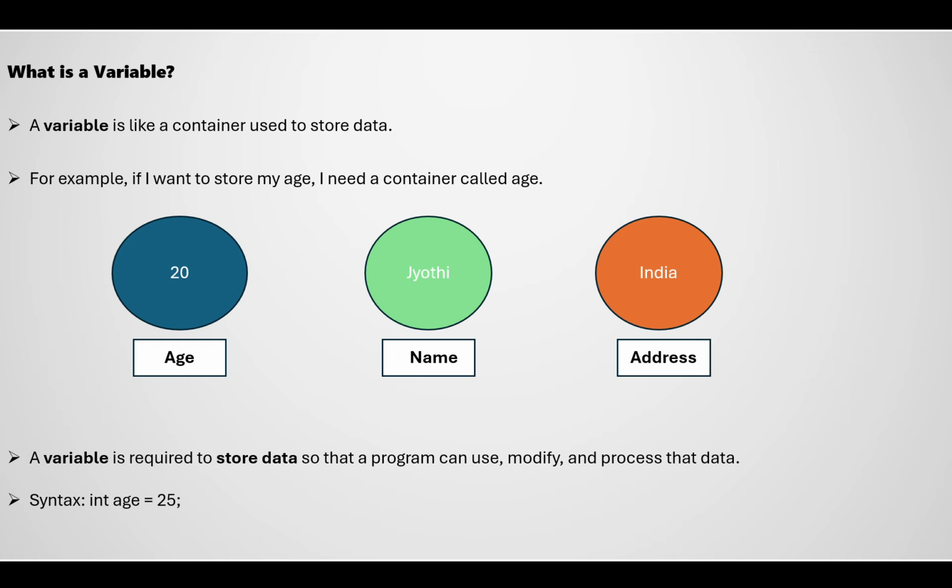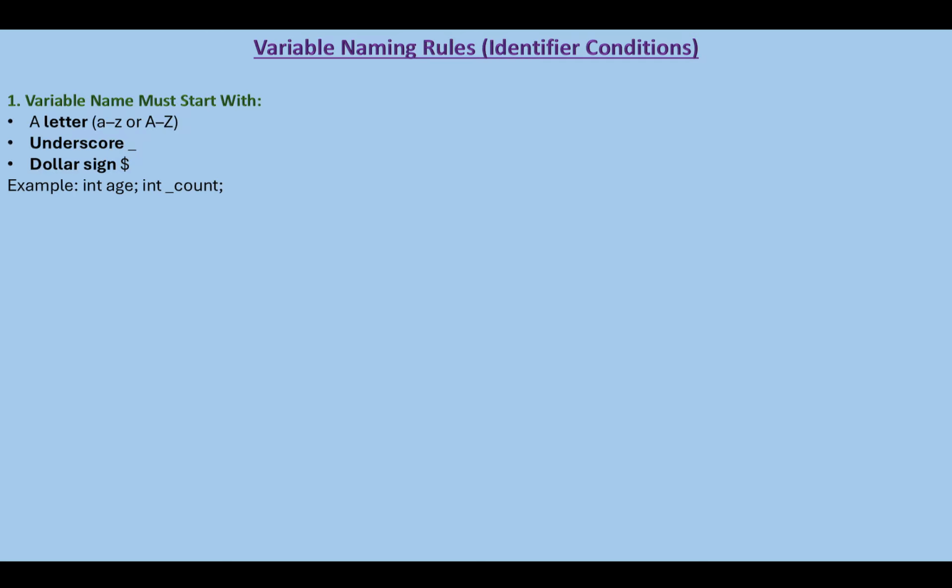Now, while declaring these variables in any program, we need to follow some rules and conditions. So let's go through them one by one. Variables are also called identifiers. Let's talk about the first rule. The variable name must start with a letter. It can start with an underscore or dollar sign also.